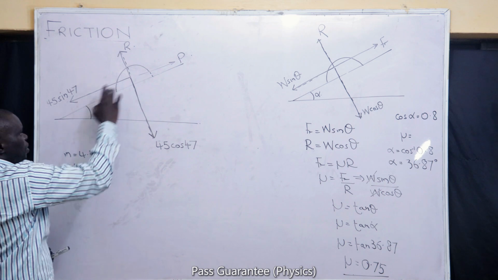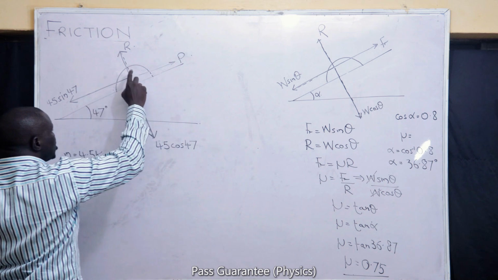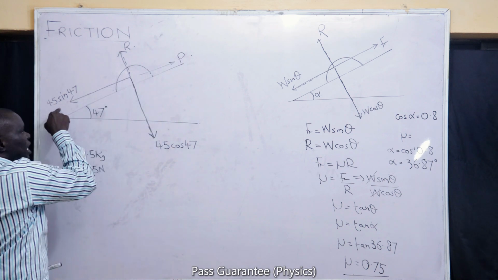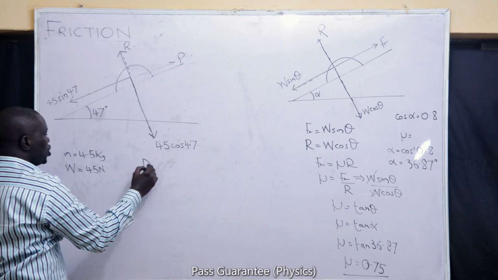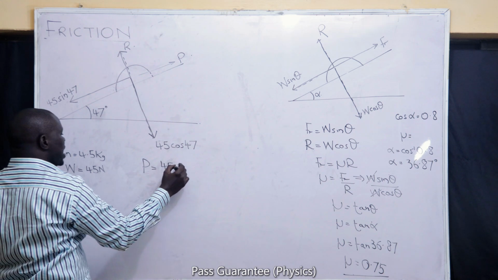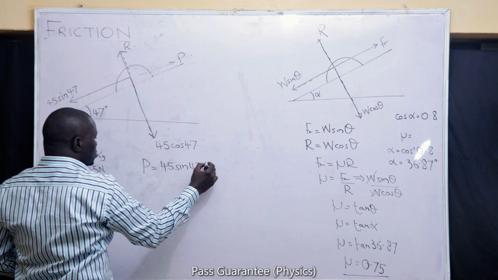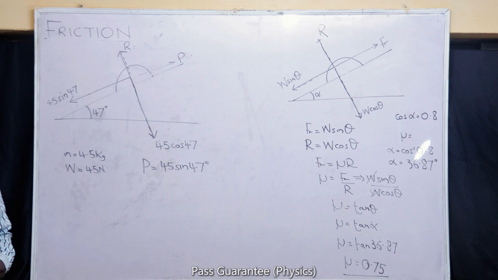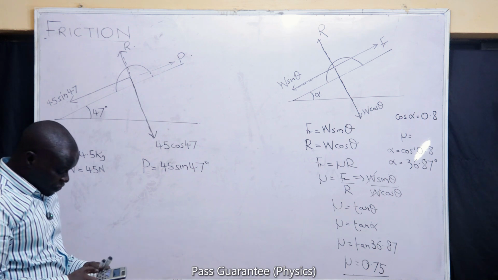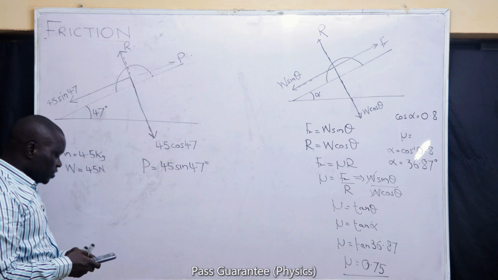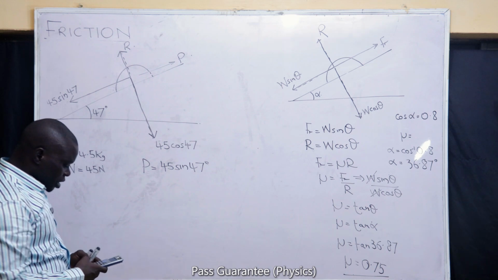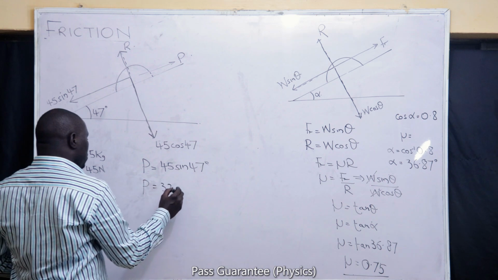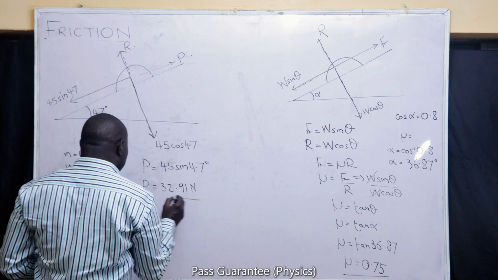So if I want to find P, if P is going to be able to prevent this object from sliding down, it must be equal to what is required to balance the force that wants it to come down. So P must just be equal to 45 sine 47 degrees. That is all. Sometimes some questions will look so big, mighty, and difficult to solve, whereas what is required to solve them is just something very, very simple and easy. 45 sine 47 is equal to 32.91. So the force must be equal to 32.91 Newton. And that is my answer for this question.